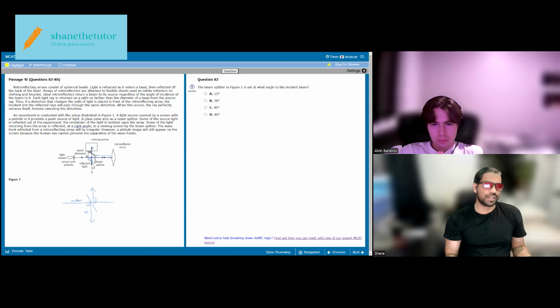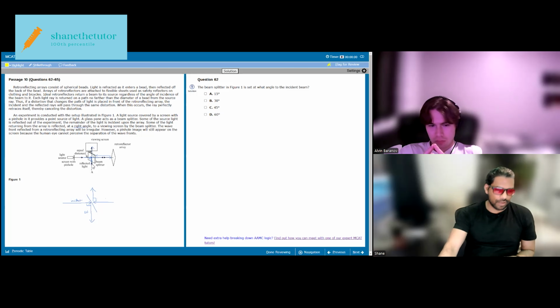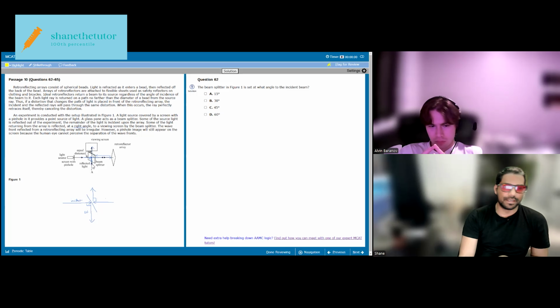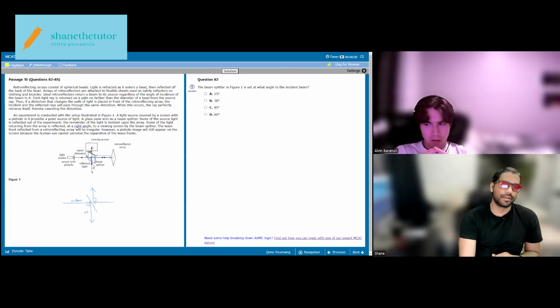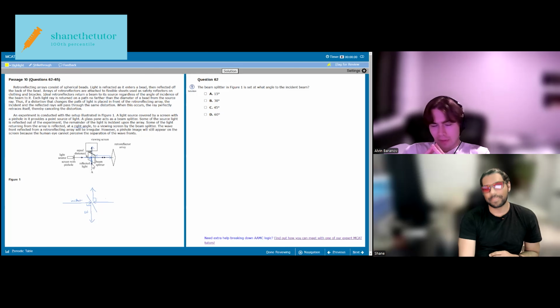The beam splitter in figure one is set at what angle to the incident beam? It's easy after your picture. It's gonna be 45.